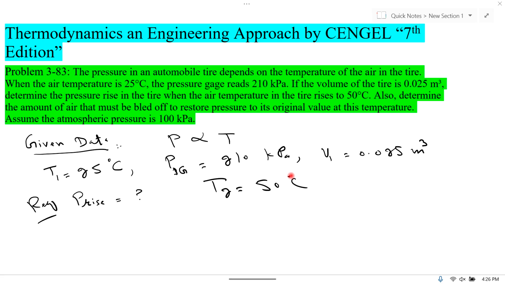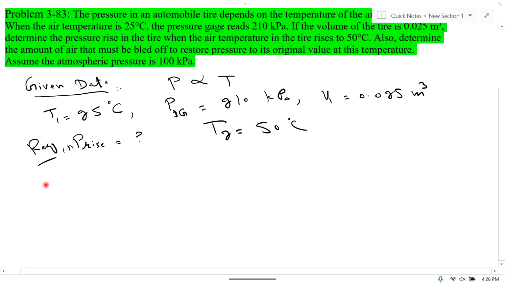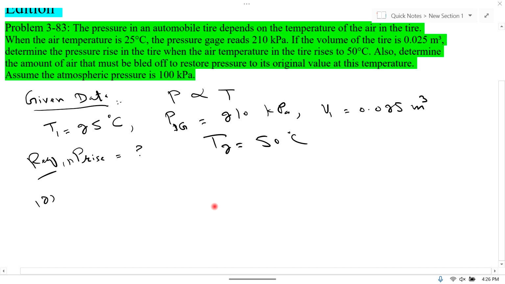Now also determine the amount of air that must be bled off to restore pressure. First, find the rise in pressure. Second, determine the amount of air that must be bled off to restore pressure to its original value. The original value is initially 210 kilopascal gauge.